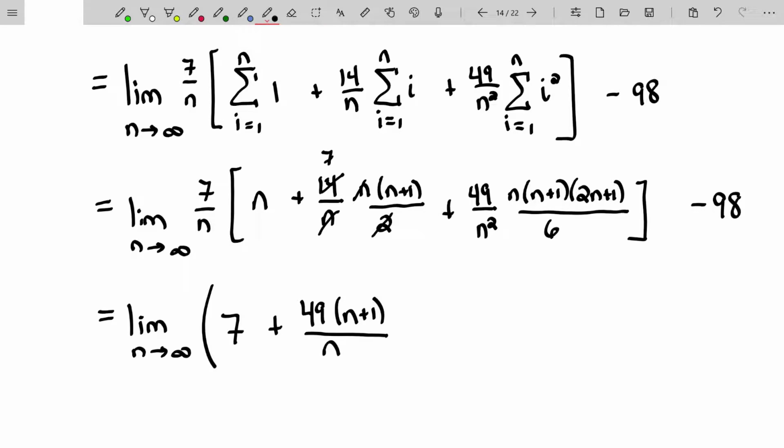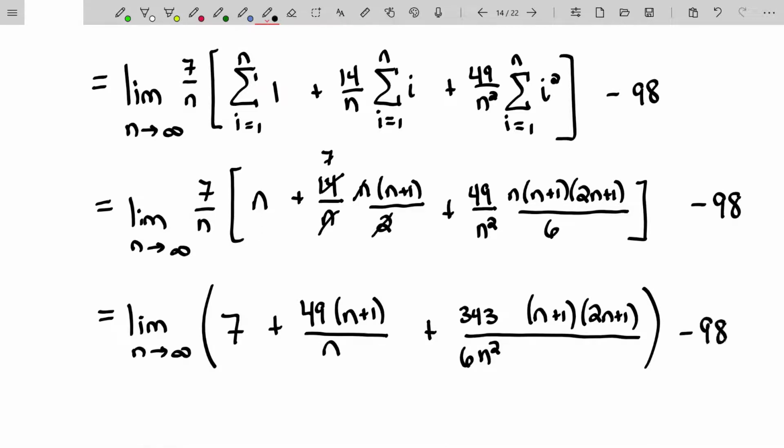Let's see, what else can we do here? One of these powers of n, well, I'll just write it this way. 7 times 49 is 343. And we have n times n plus 1 times 2n plus 1 all over, and then bringing in that n from the denominator, we have n cubed times 6. But really, n cubed will cancel with one of those. With that n upstairs, you'll have an n squared there. Minus 98. Double check my mathematics, but that is correct.